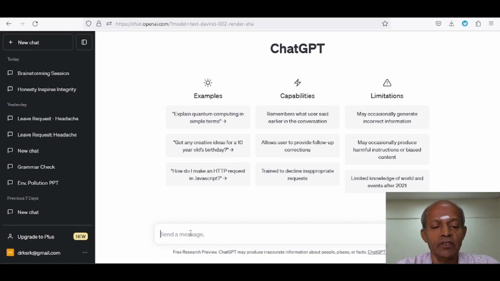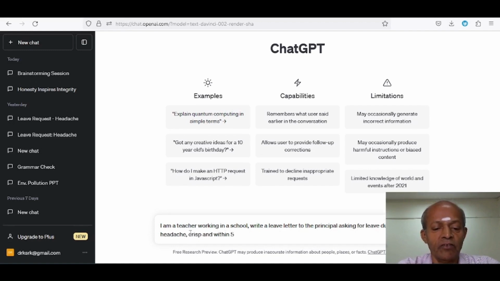For example, please give this prompt to ChatGPT: I am a teacher working in a school. Write a leave letter to the principal asking for leave due to headache. Crisp, within 5 sentences. You give the prompt in a very clear way, and only then can ChatGPT understand. So here, everything is clear.